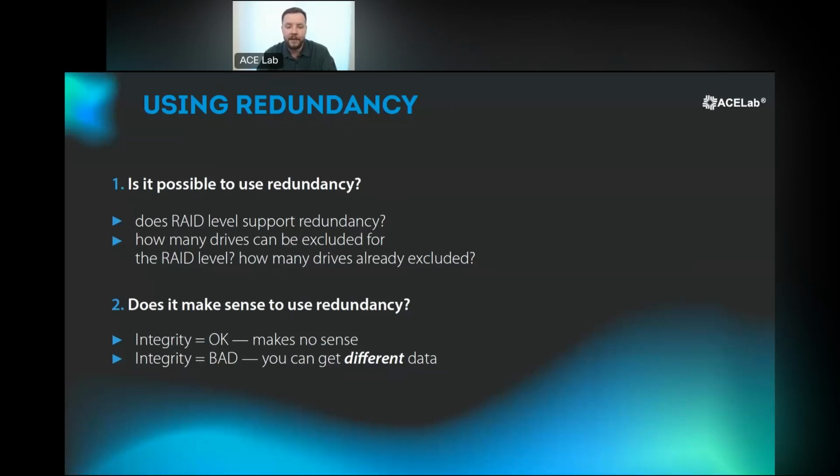And the same idea applies, for example, to RAID 5 or RAID 6. You can check the integrity. If integrity is okay, it makes no sense to use redundancy, because if you exclude a drive, you will get absolutely the same result, the same damaged data. So it makes no sense to use redundancy to get a better result. But if the integrity test is bad, you can try to exclude drives and maybe you will get a better result. You will have a different result, but it doesn't mean that it will be better in all cases.